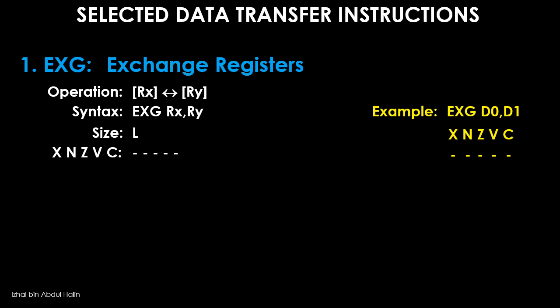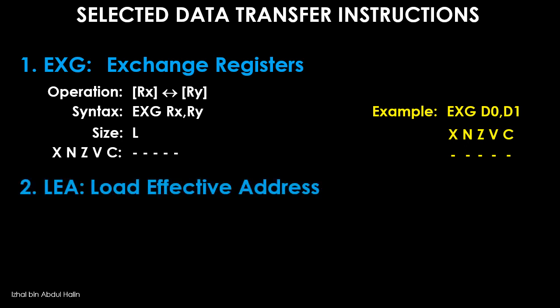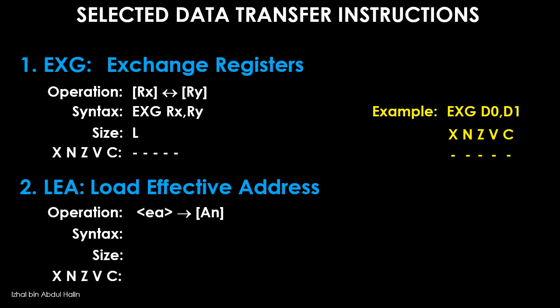The second instruction is LEA. This stands for load effective address. We will look at the operation, general syntax, size, and how it affects the status register. This instruction is used to load data from an effective address into any address register. Its general syntax is LEA EA, An. This instruction works only on long word size data, the status register is unaffected by this instruction.